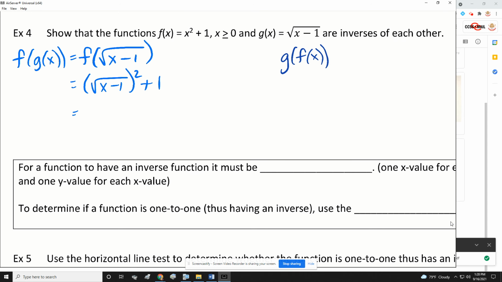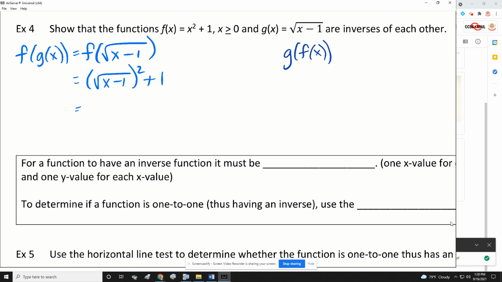So what you would do first here is square the square root, and they undo each other, and then bring it down without the square root, and then do the subtraction. If you try to do the subtraction first and then do the square, it's not going to be right.